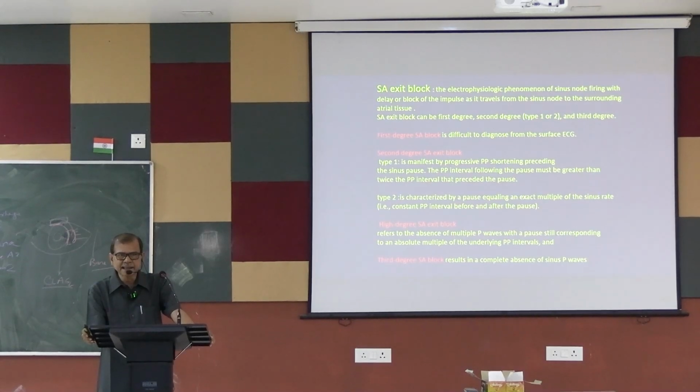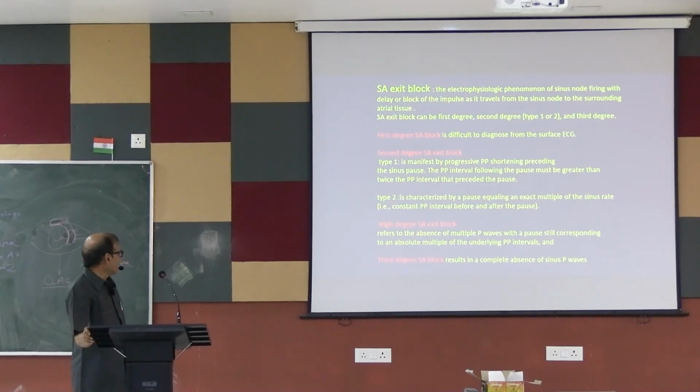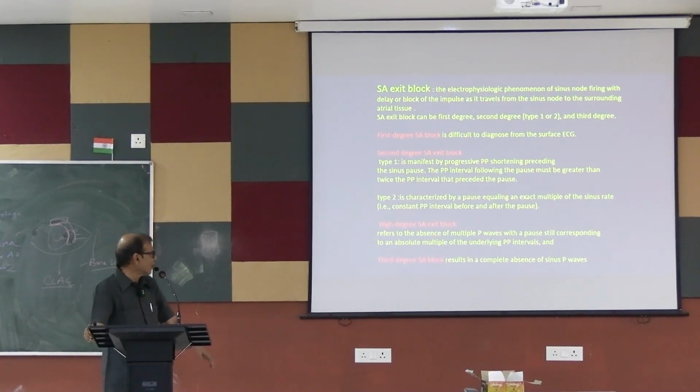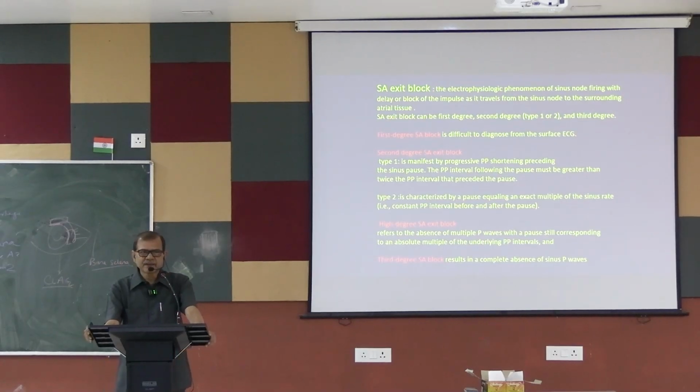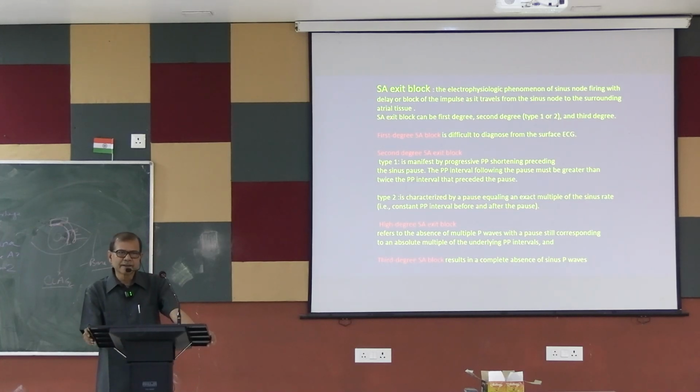This is the second degree SA block, Mobitz type 2 block. And high degree SA exit block shows absence of multiple P waves. This is the third degree block. The way to differentiate here is that the pause or the interval not encompassing a P wave is a multiple of the normal PP interval. That means 2:1 or 3:1.